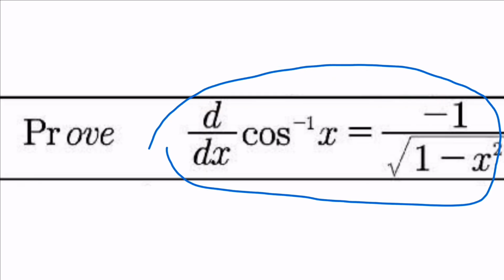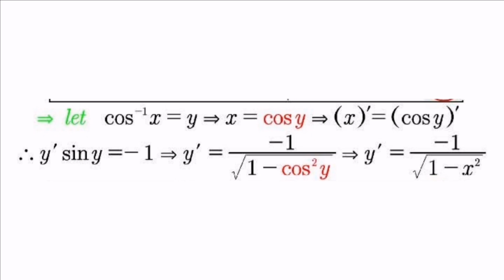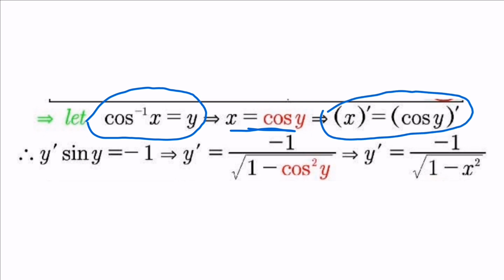Now we have to show that derivative of cos inverse x is equal to minus 1 divided by square root 1 minus x square. Let cos inverse x is equal to y, which implies that x is equal to cos y. Now by taking derivative to both sides, derivative of x with respect to x is equal to 1, but derivative of cos y with respect to x becomes y dash sine y.